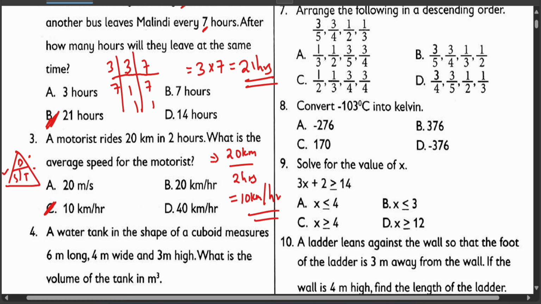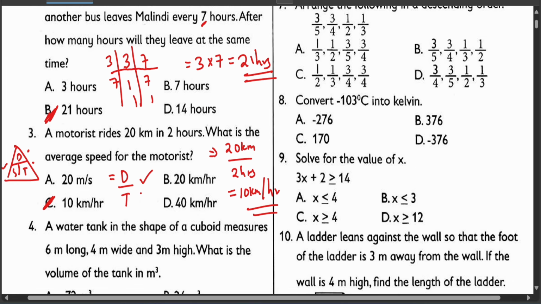So repeating again. Speed is equal to distance over time. So wengine watafanya 20 times 2.